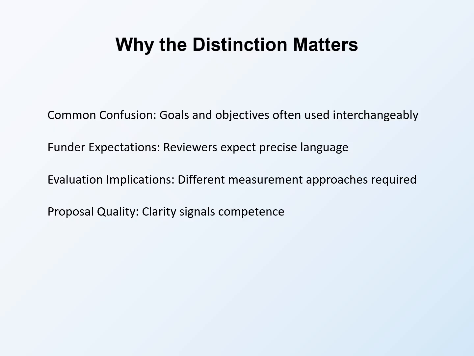Evaluation implications differ because goals and objectives require different measurement approaches. Goals guide direction while objectives specify measurable targets. Conflating them creates evaluation problems. Proposal quality signals competence. When your language is precise, reviewers trust your thinking is precise. Clarity in goals and objectives suggests clarity in program design overall.